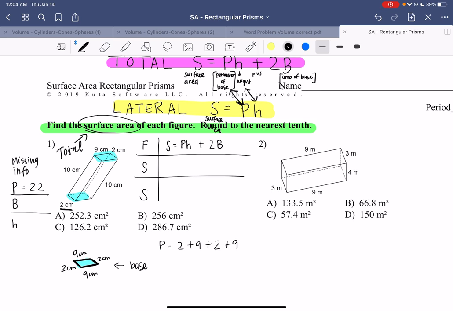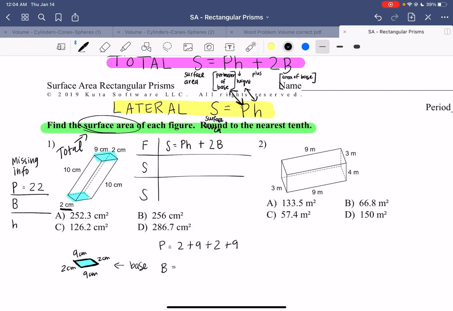So again, I'm just setting up my problem in this missing info place so that when I have to substitute, it's a lot simpler. So now, in order to find the area of the base, capital B is going to be the area of the base, which is finding the area of this rectangle, meaning we're going to multiply our length times our width, our base times our height, whatever you've learned in the past.